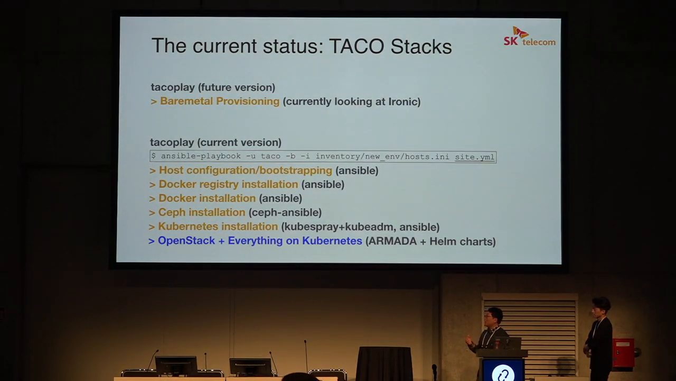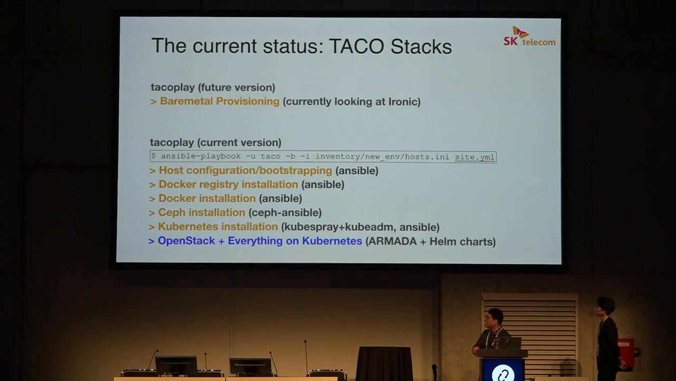We actually ended up developing Ansible playbooks, which we call Taco Play, to do everything before the OpenStack deployment. Bare metal provisioning is not yet included, we are working on Ironic, but with Taco Play there's just one Ansible playbook command to do everything I listed here. We do host configuration with Ansible, Docker installation, and we are using Ceph Ansible from the Ceph community to do the Ceph installation. We are using Kubespray to deploy Kubernetes, and we recently started looking into kubeadm. So we use Kubespray, but leverage kubeadm to actually deploy and manage Kubernetes.